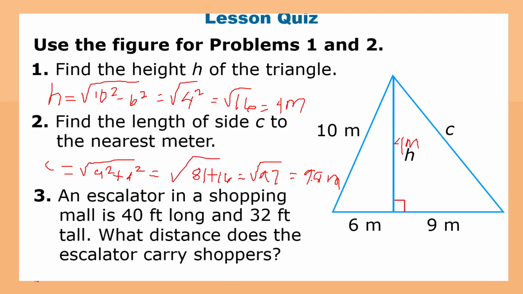For number 3, you can solve it on your own. An escalator in a shopping mall is 40 feet long and 32 feet tall. What is the distance that the escalator carries a shopper? What is given here is the c and the a. So that means you're looking for one leg, which is a. What's the value of a? Now that's for you to find out. All right.